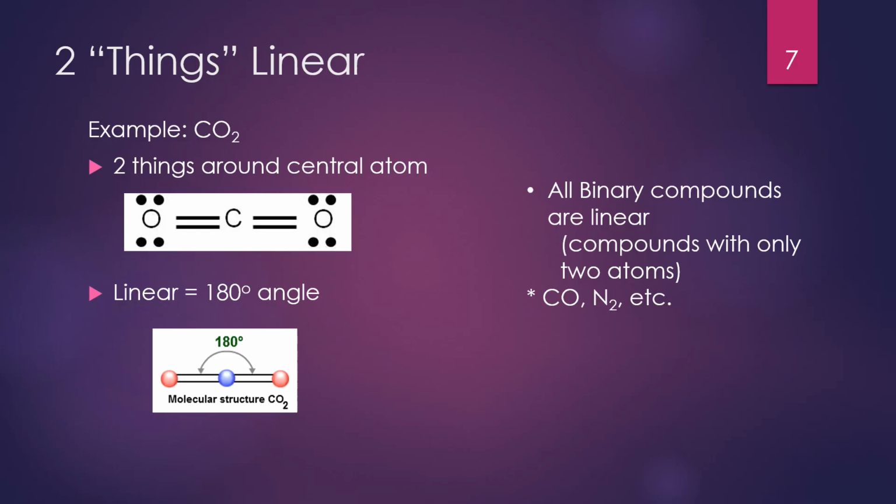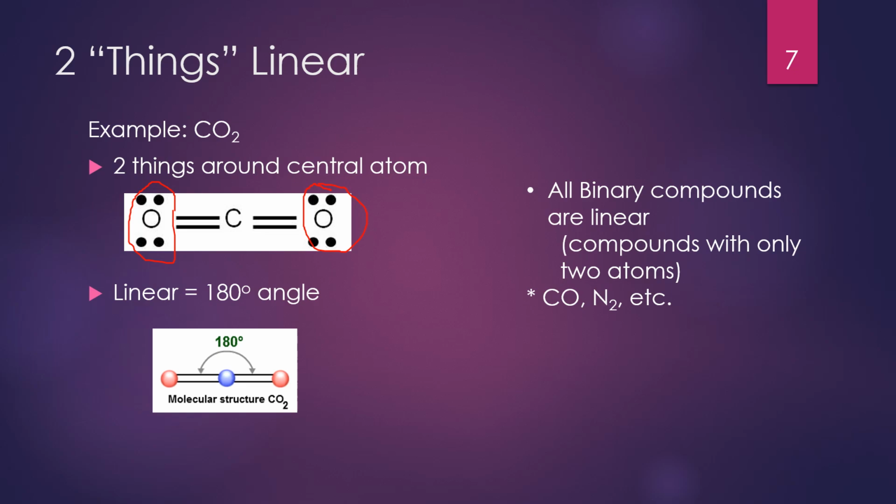Notice carbon is the central atom. It is bonded to 2 oxygens, both with double bonds. Now, if I'm counting the things around the central atom, carbon, I just have 2 atoms around carbon. 1 oxygen here, 1 oxygen there. So that's a total of 2 things. The fact that there's double bonds does not matter. I'm also not taking into account the lone pairs on the oxygen. I'm just focusing on the carbon itself.